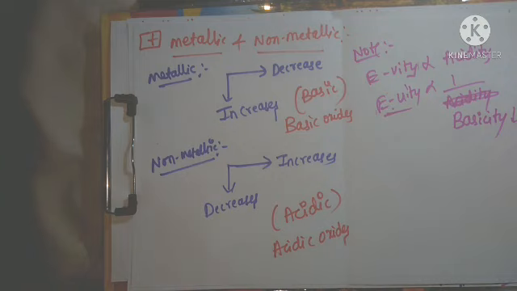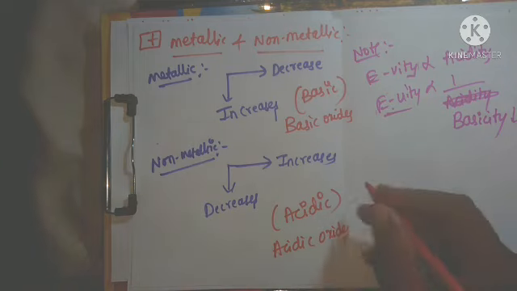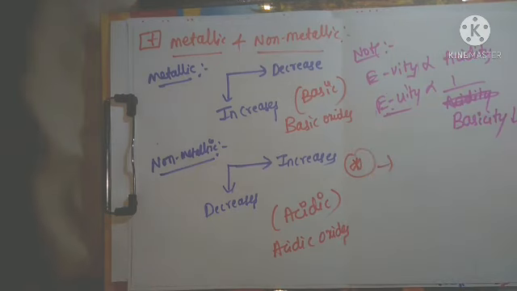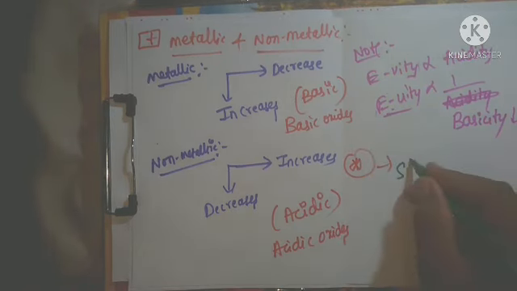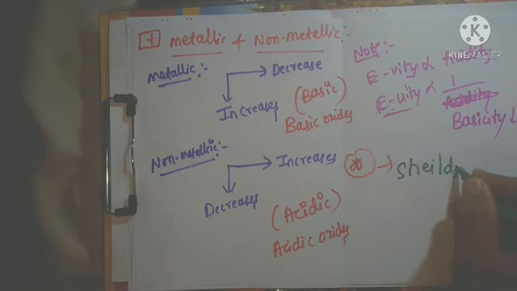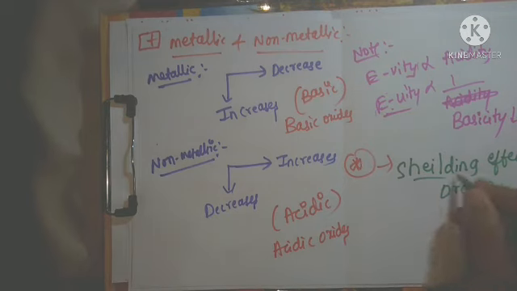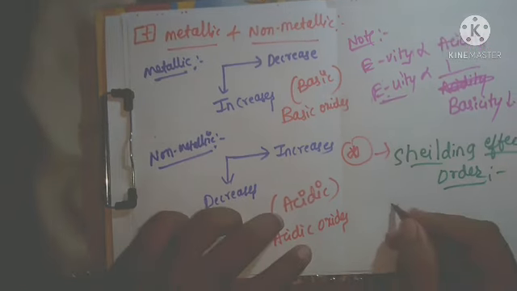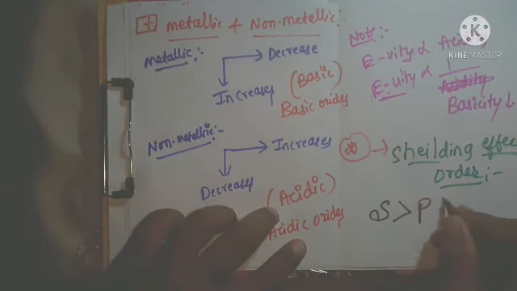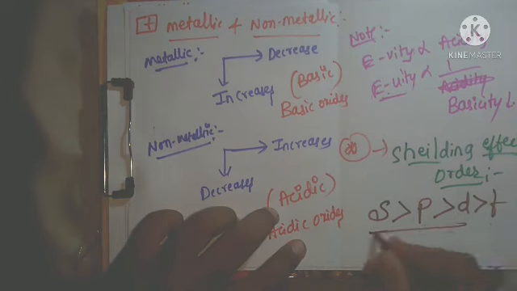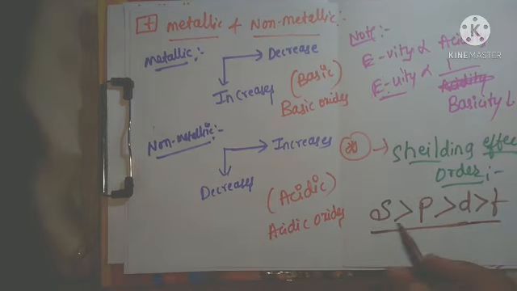And the last point here, last note, very important: the shielding effect order. Already you know the shielding effect order. S has more shielding than P, then D, then F. This is the order of shielding effect: S, P, D, F, decreasing order. S has more shielding effect than P, P has more than D, and D has more than F.